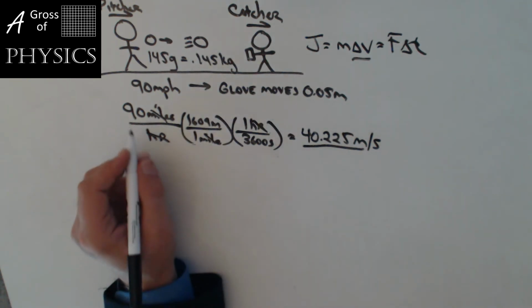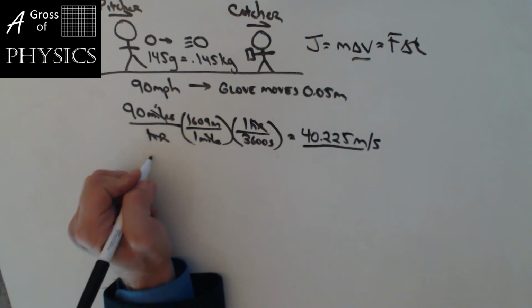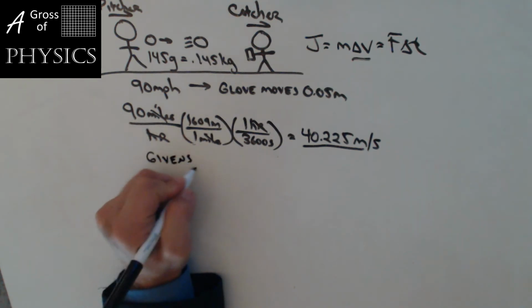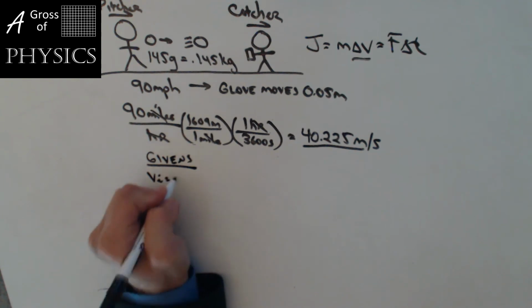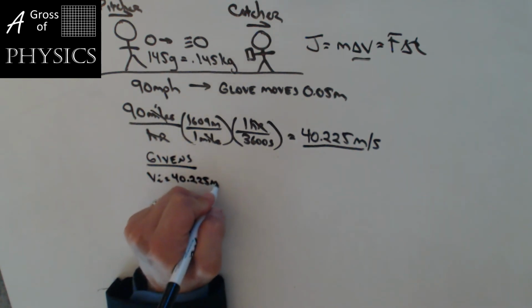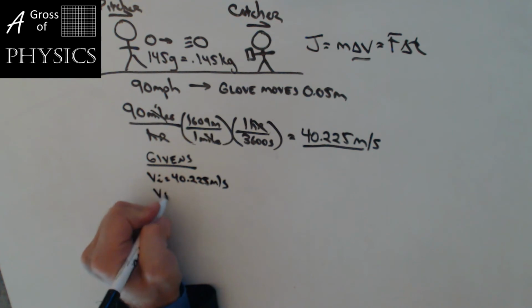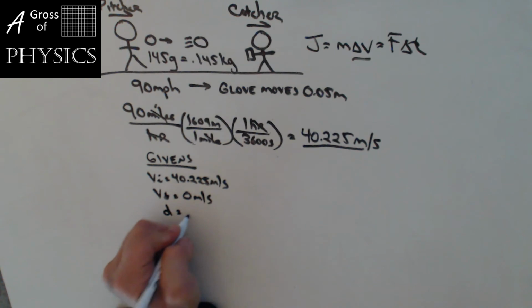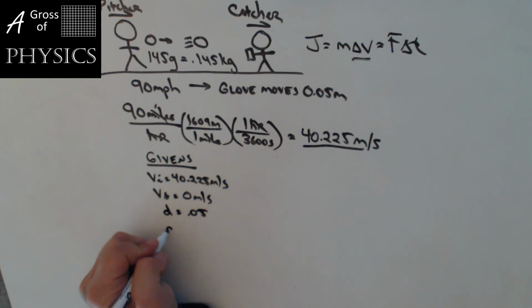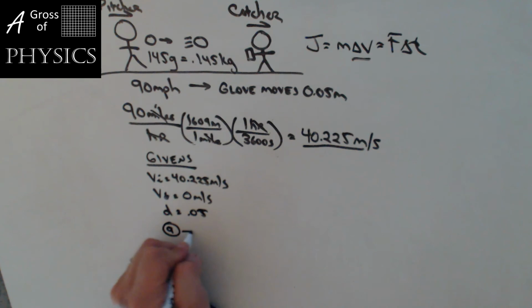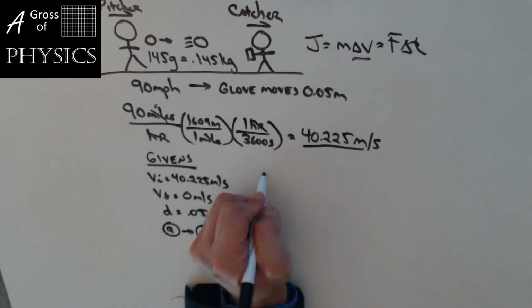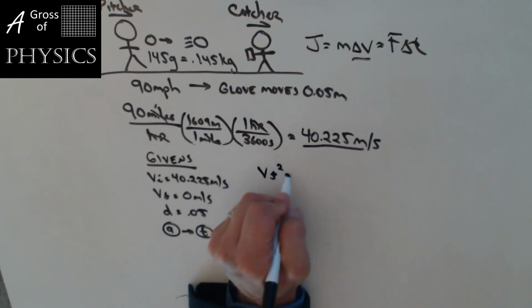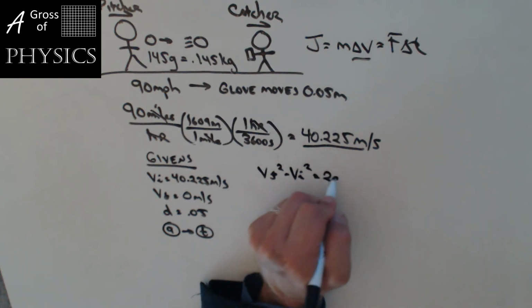In order to find the time, though, we're going to have to find the acceleration of the glove, because we know Vi is 40.225, Vf is 0. The distance it moves is 0.05. What we should be able to do is find a. Then from that, we should be able to find t and then plug it into our equation. So, Vf squared minus Vi squared equals 2ad.